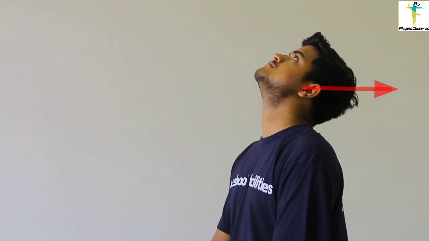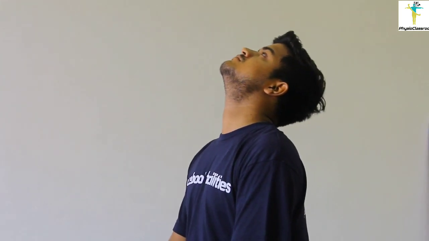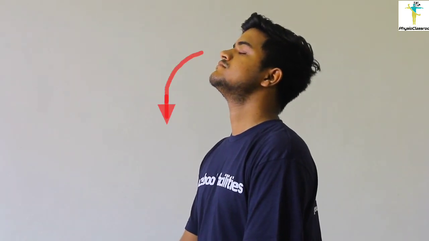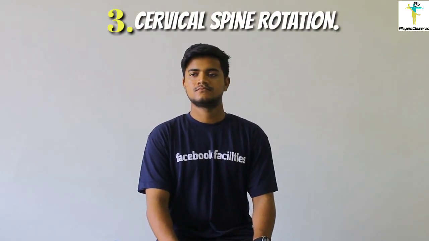The therapist first demonstrates the motion and then asks the patient to bend the head as far backwards as possible and look upwards towards the ceiling. The patient should then return to the neutral upright position and the range of motion is recorded by the therapist. The next motion to be assessed is cervical spine rotation.